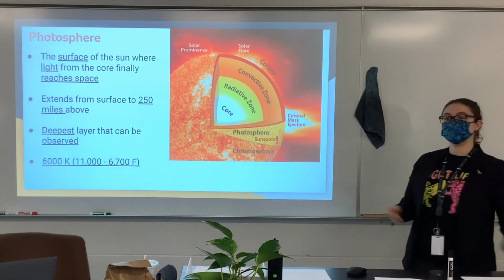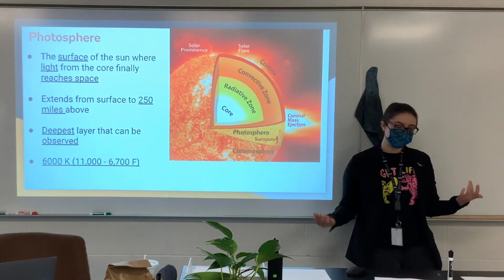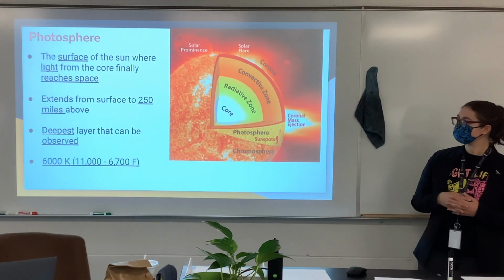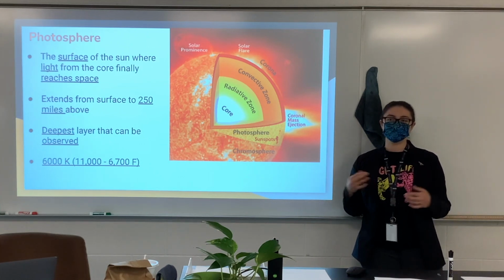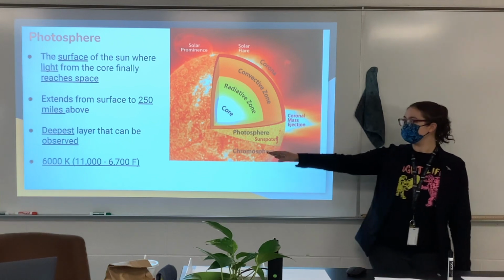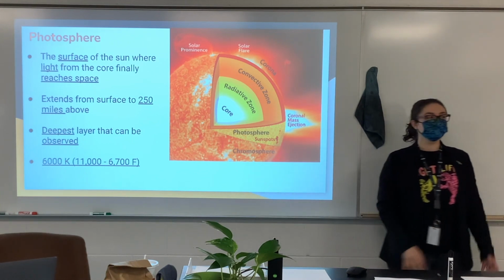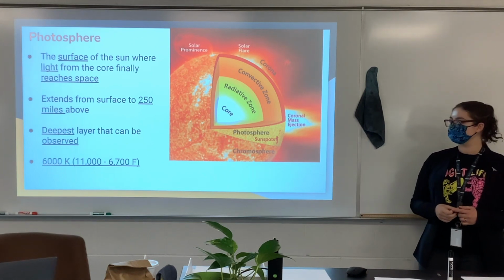And as expected, it's cooler than the convective zone, like 6,000 degrees Kelvin, which is somewhere around 11,000 to 6,700 degrees Fahrenheit. So still crazy, crazy hot, but much cooler in comparison to those inner layers of the sun.